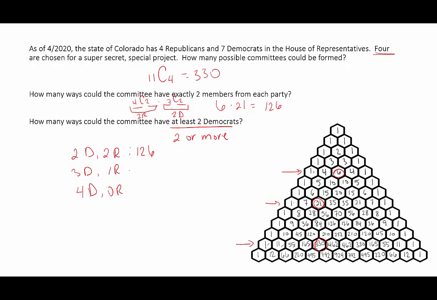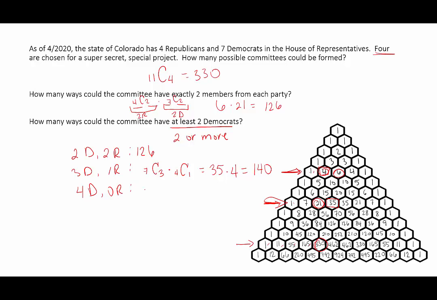So we already know 126 of them. What about 3 Democrats and 1 Republican? That would be how many Democrats? 7 choose 3 times 4 choose 1. 7 choose 3 is, here's the 7th row, 0, 1, 2, 3, 35, times 4 choose 1, 4 is up here, 0, 1, times 4, so that would end up being 140. So there's 140 ways there could be 3 Democrats and 1 Republican.